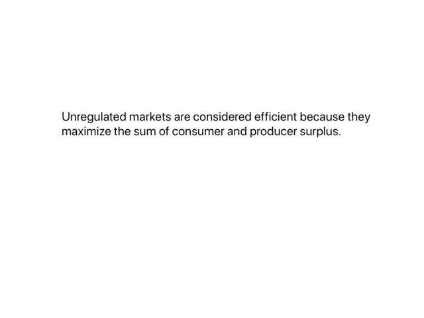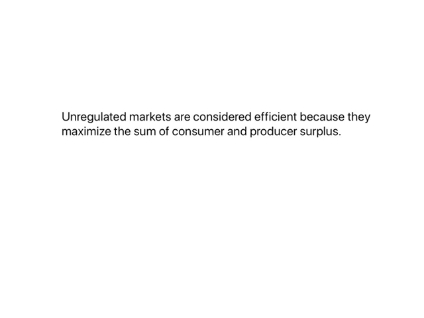Unregulated markets are considered efficient because they maximize the sum of consumer and producer surplus. If you leave a market alone, you will have the greatest sum of consumer and producer surplus. It doesn't mean they're equal, as you saw in the example we just did, but it does mean when you add them together, it's as big as possible. In other words, unregulated markets are the most efficient kinds of markets we have.